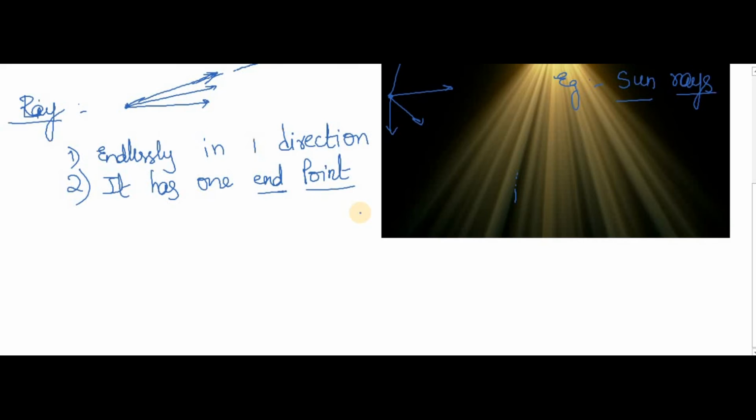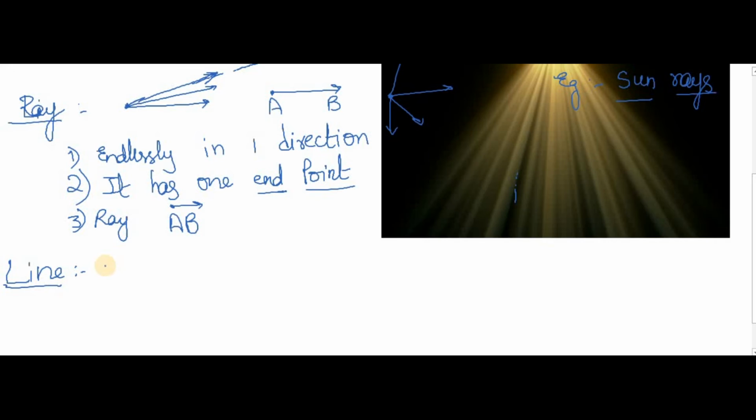And now moving on to the next topic. A ray is also represented like this. For example, here it is going to start and here it is going to go on. So I can write ray AB like this with capital letters.